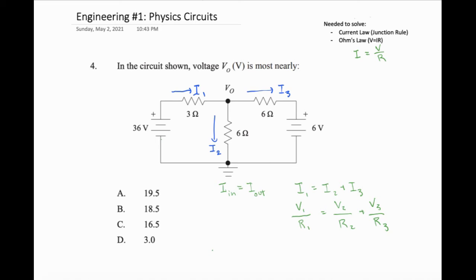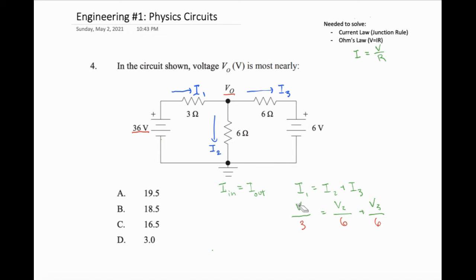So we can first just fill in the given values for resistance. Resistance 1 is going to be 3 ohms, 2 and 3 are going to be 6 ohms each. And then voltage 1 is going to be the voltage running through this resistor here, which we can define as the voltage before the resistor, which is 36 volts, minus the voltage after the resistor, which is going to be voltage O.